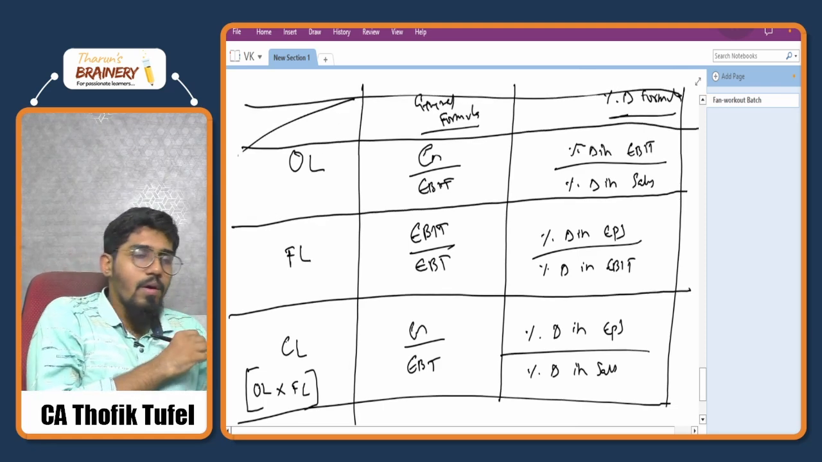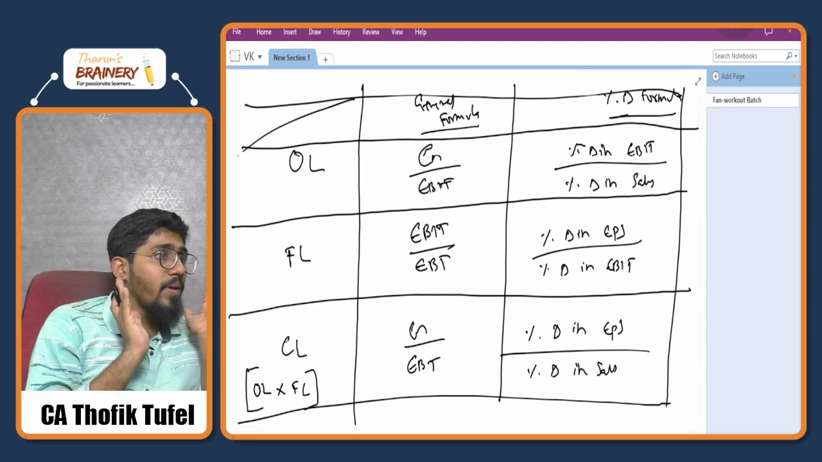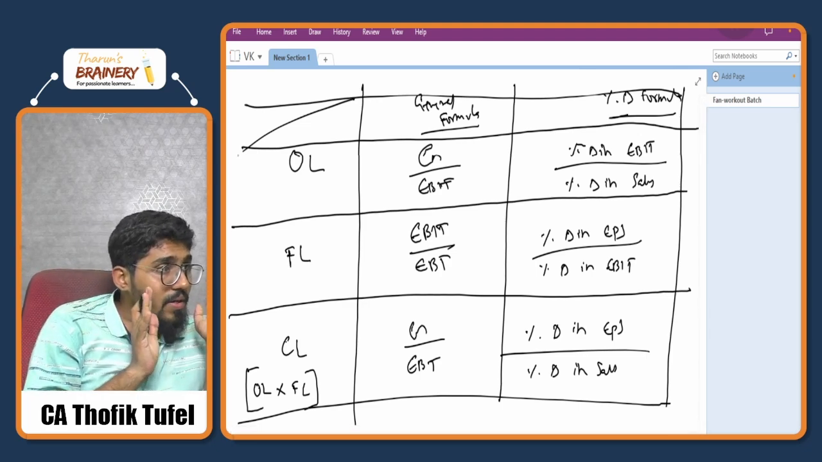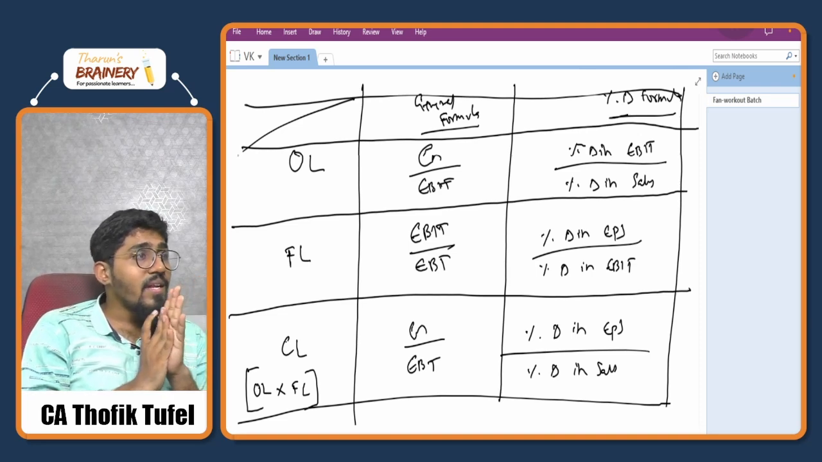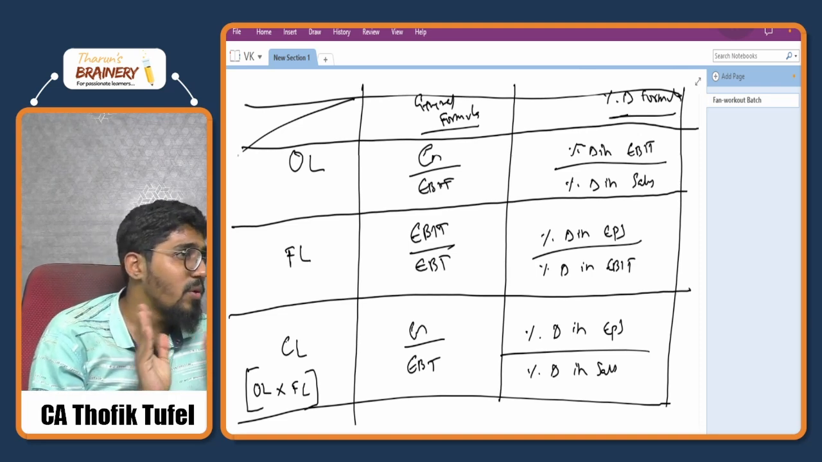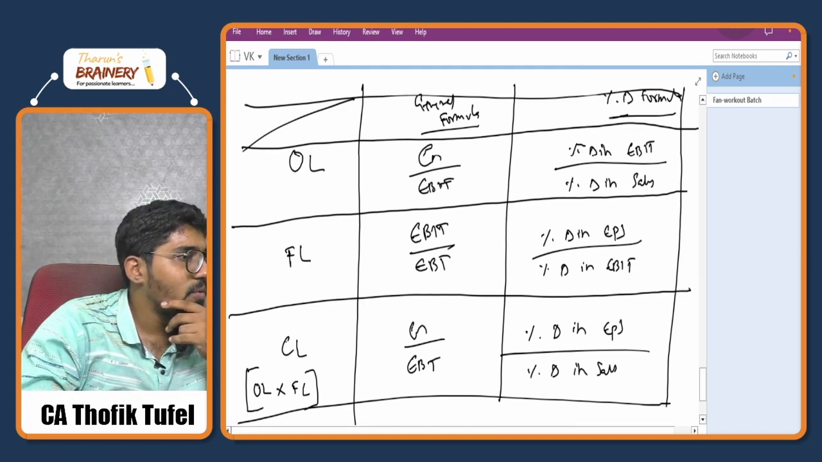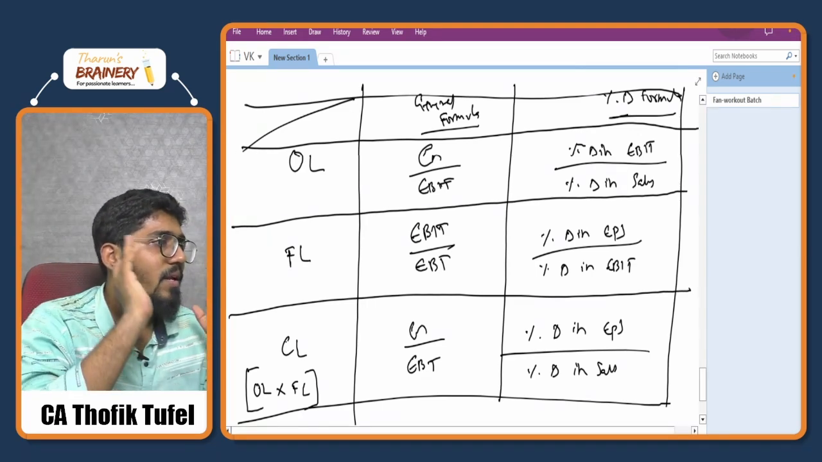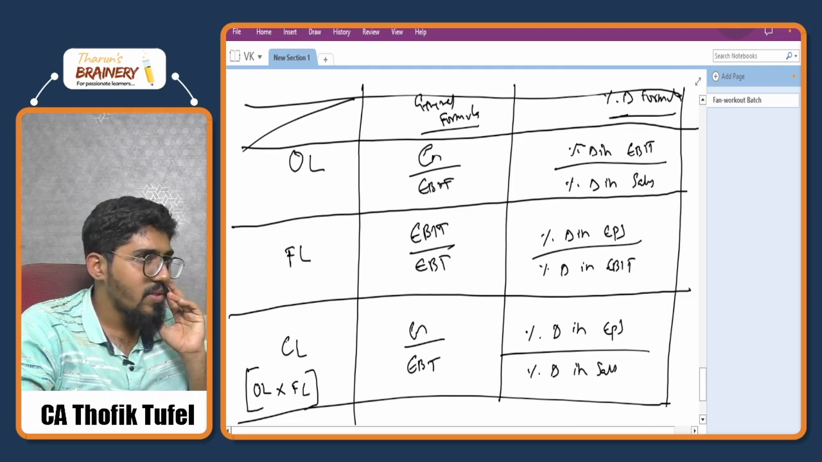Now, are you all with me? Till now, are you all with me? See, first we have introduced operating leverage, financial leverage, and combined leverage. Then I have written the formula. Don't worry, you don't need to mug up the formula. I'm going to explain. But are you all with me till now? Super. I'm getting responses. Very good.